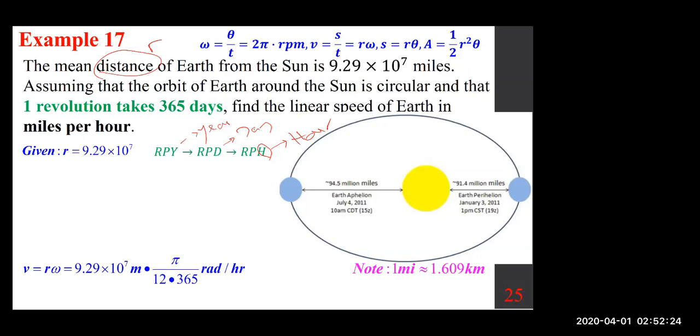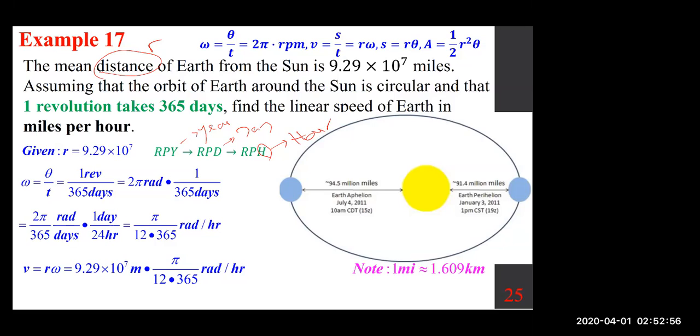Oh, that shouldn't be in that order, class. I'm sorry. For now, you can ignore that. Omega is one revolution in 365 days. Okay, one revolution is 2 pi radians, and so it's 2 pi radians per 365 days. Okay, and so we change that to hours. So that means we have to divide by 24, and it becomes pi over 12 times 365 radians per hour.